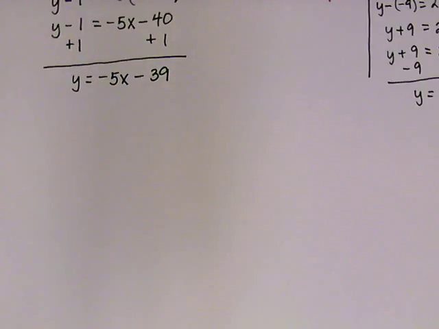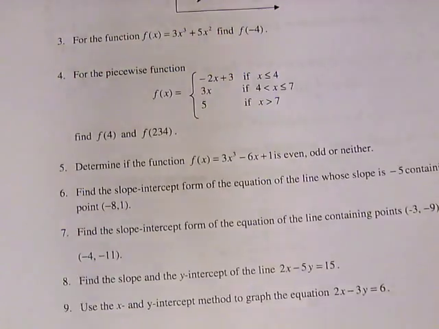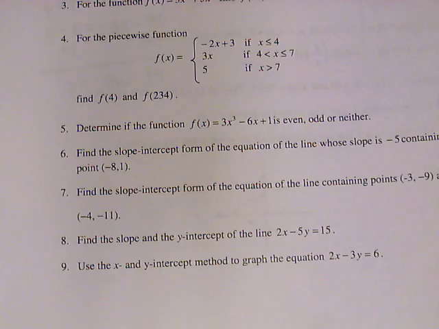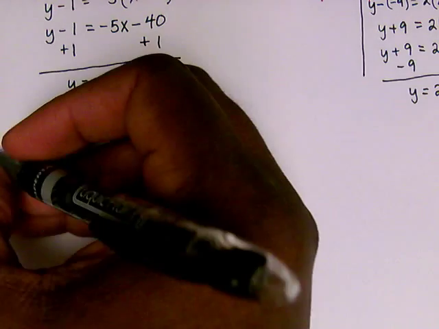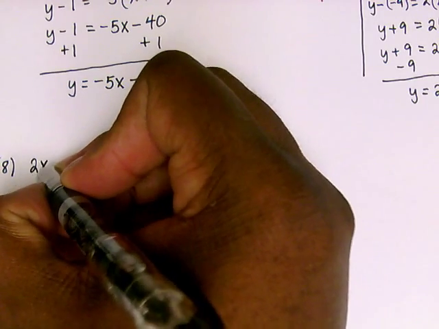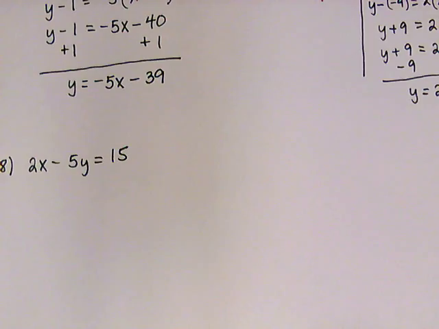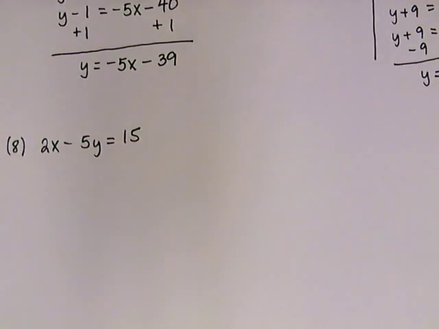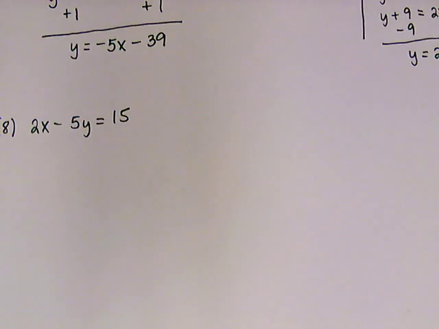All right, problem number 8. You're asked to find the slope-intercept form, the slope and the y-intercept of the line 2x minus 5y equal to 15. So here's number 8. 2x minus 5y equals 15, and here you want to find the slope and the y-intercept.